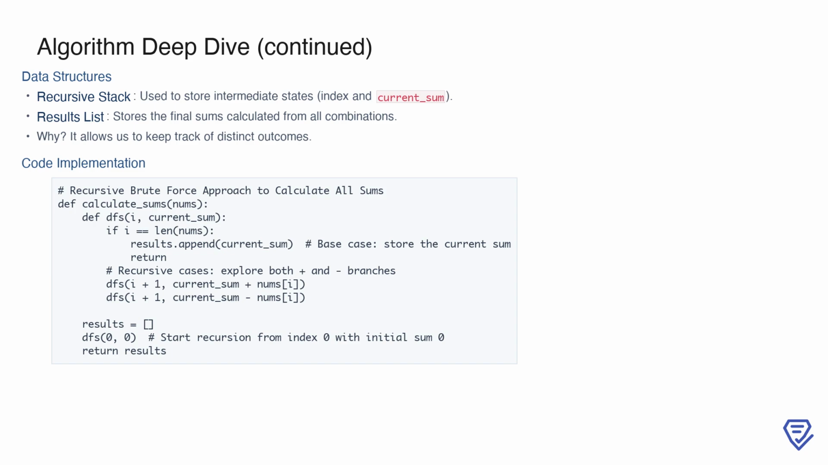Here's an example implementation in Python. We define a function calculate_sums that takes the array nums as input. Inside it, a recursive helper function DFS is defined to handle the branching logic. The base case checks if we've processed all elements of the array, and if so, appends the current_sum to the results list. The recursive cases explore both possibilities, adding the current number to the sum and subtracting it. We initialize the recursion with an index of 0 and a starting sum of 0, and after all recursive calls are complete, we return the results list containing the generated sums.